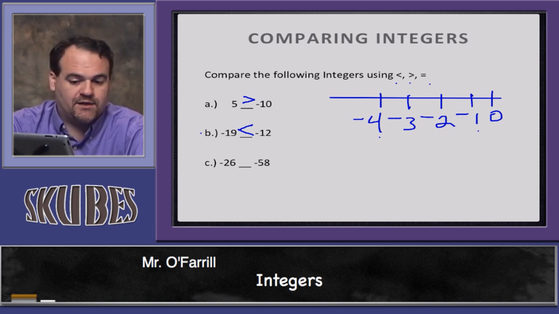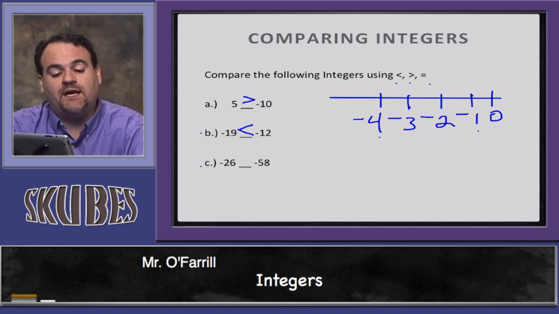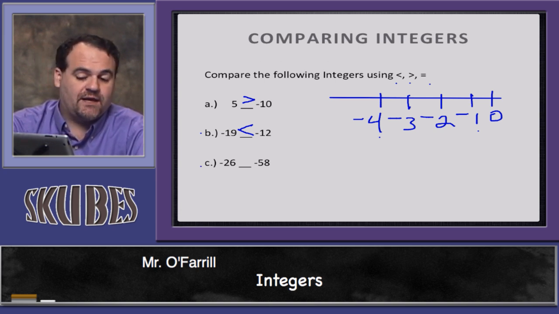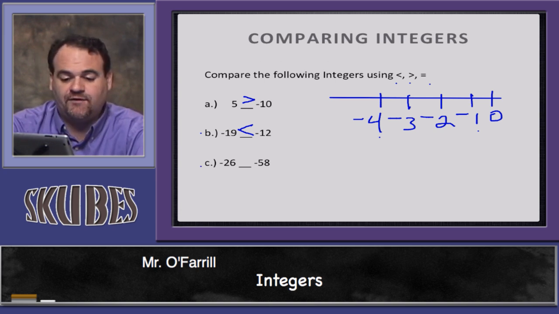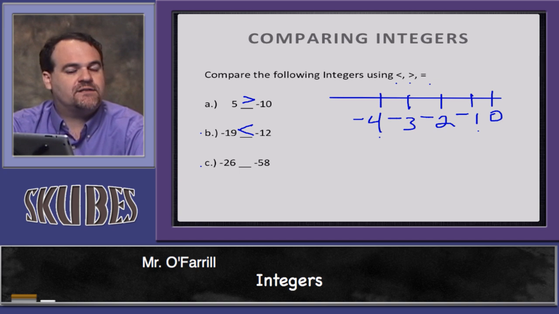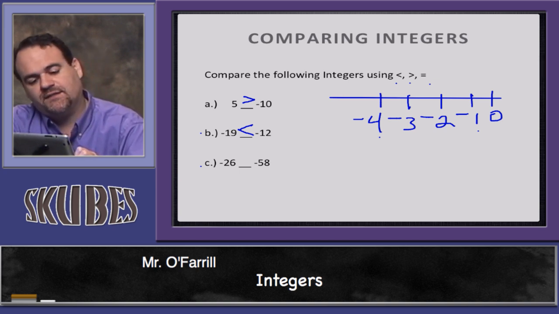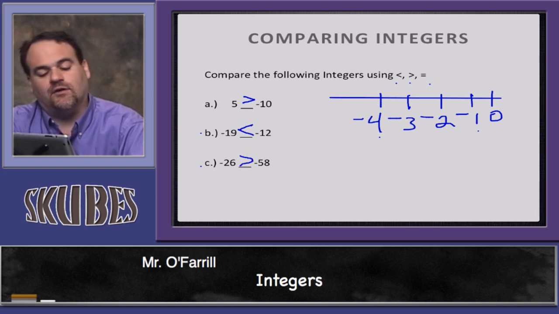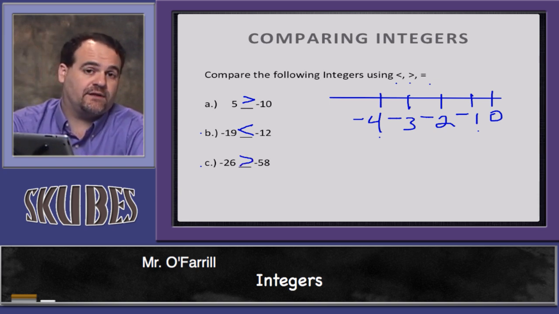And we can use the same logic for part C, where they are again both negative. We have negative 26 and negative 58. If they were both positive, 58 would be the larger of the two. But since they are negative, the numbers go in reverse. So 26 is actually the larger one. Negative 26 is greater than negative 58.